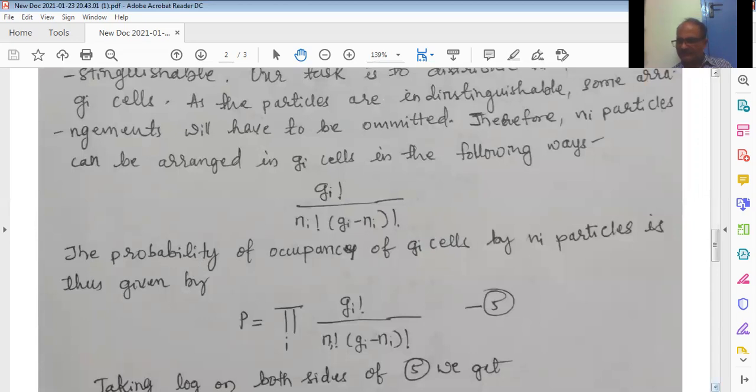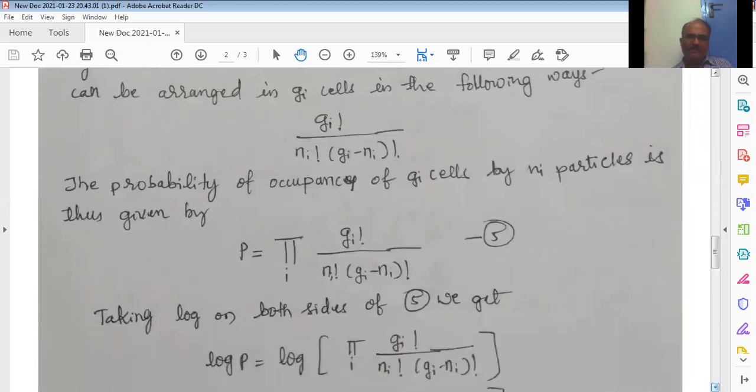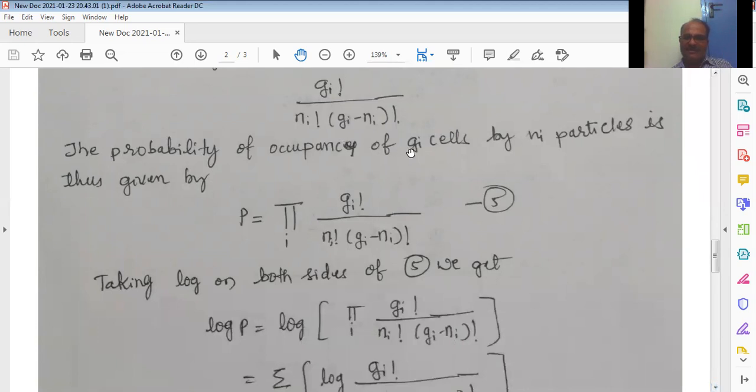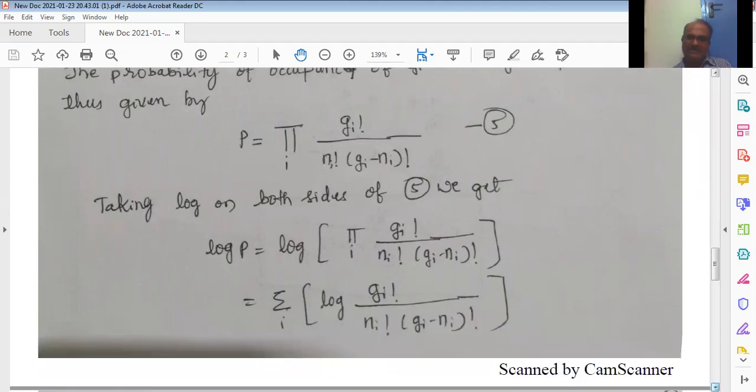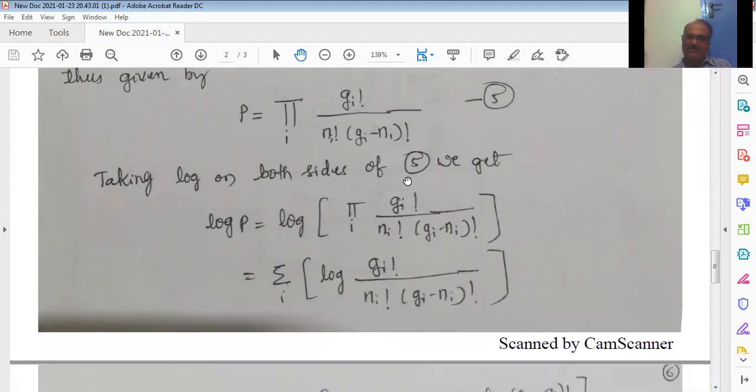Therefore, the probability of occupancy of Gi cells by Ni particles is thus given by P is equal to product over i of Gi factorial divided by Ni factorial into Gi minus Ni factorial. Then taking the log on both sides of this equation 5, we get log P. Log P is equal to log of the RHS of equation 5.